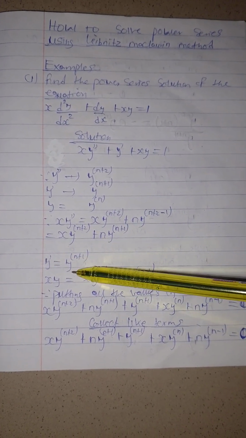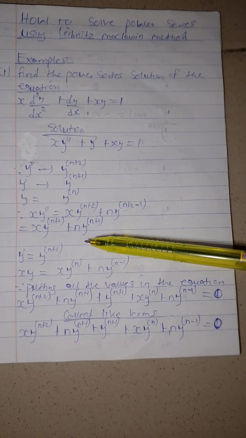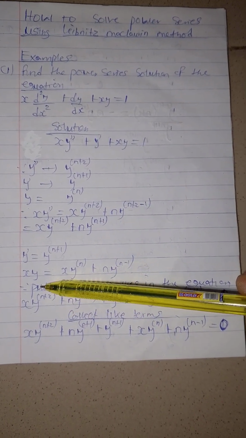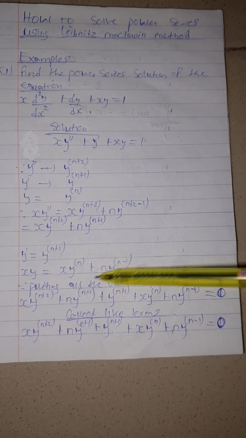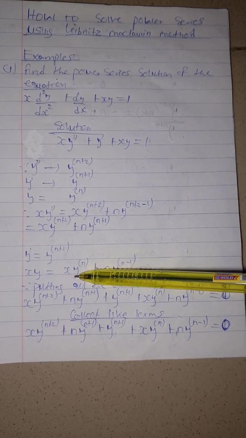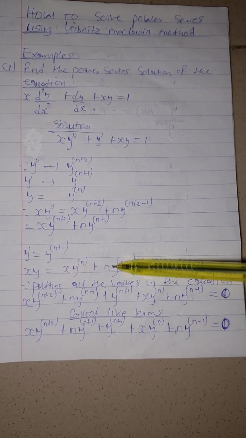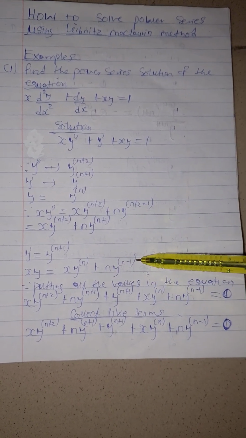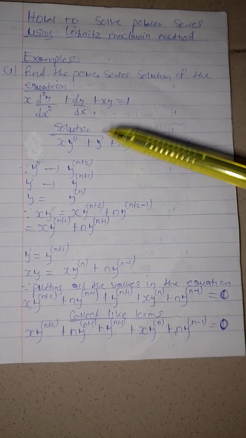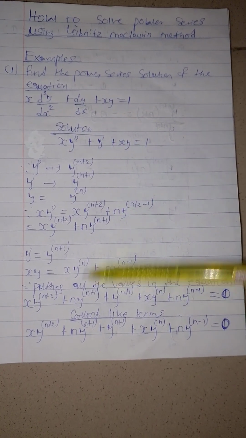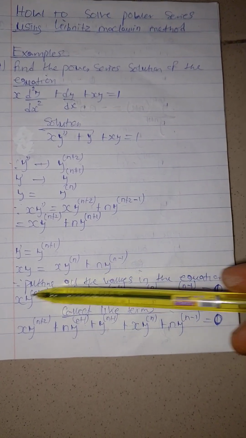Now therefore y prime is something as y raised to n plus 1, and xy is something as x y raised to n plus, differentiate x is 1. Differentiate y raised to n is something as n y raised to what? n minus 1. You understand? So therefore, putting all these values now in this equation. So we say that put all the values in the equation.